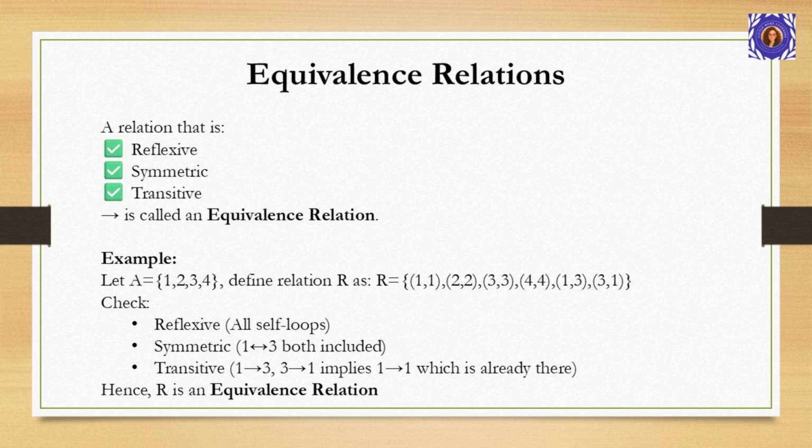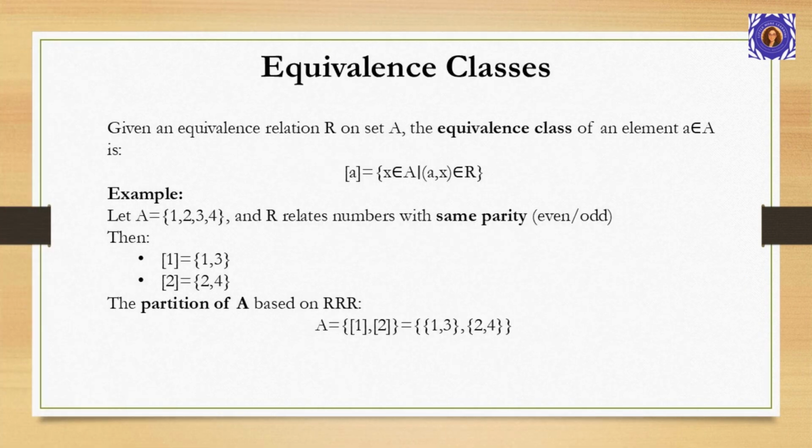next crucial concept. Once we have an equivalence relation, we can use it to create what mathematicians call equivalence classes. Beautiful mathematical structures that capture the essence of classification. Given an equivalence relation R on set A, the equivalence class of an element a belonging to A is defined as shown. In other words, the equivalence class of a contains all elements that are equivalent to a.